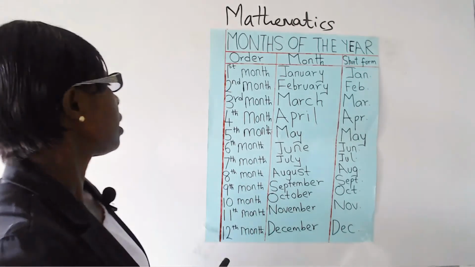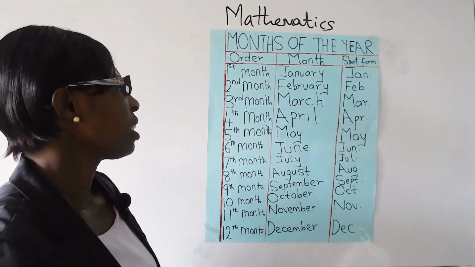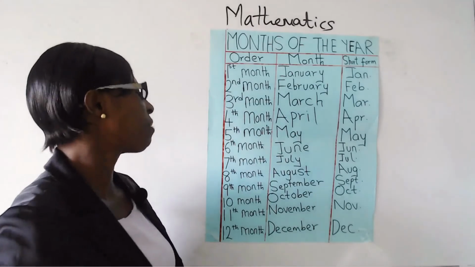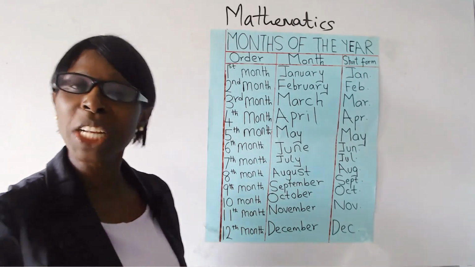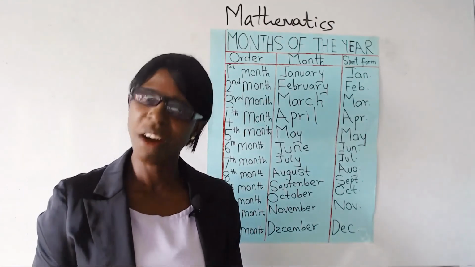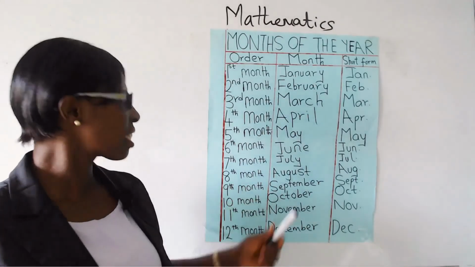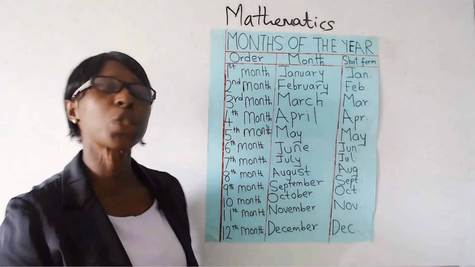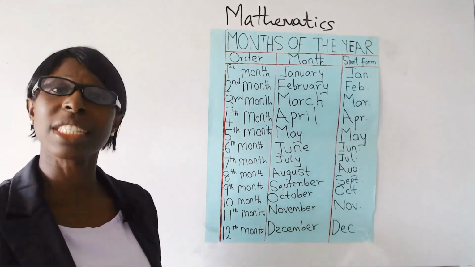All right. The next month, which is the 6th month, is June. J-U-N dot. June. The 7th month of the year is July. And I want you to know that we are now in the month of July. So this month is the 7th month of the year. The 8th month of the year is August. And the short way of writing August is A-U-G, dot. You must put your dot because it's an abbreviation.